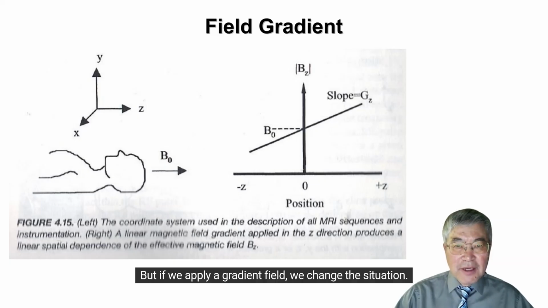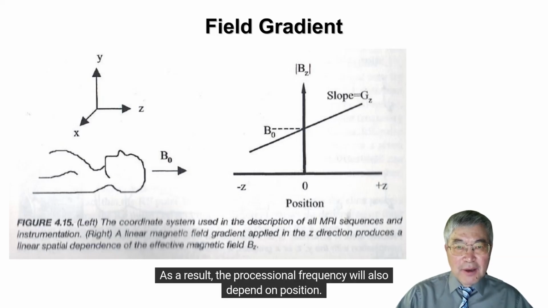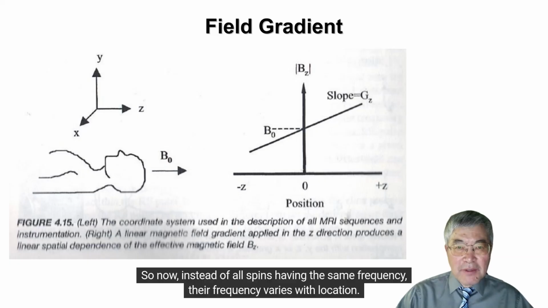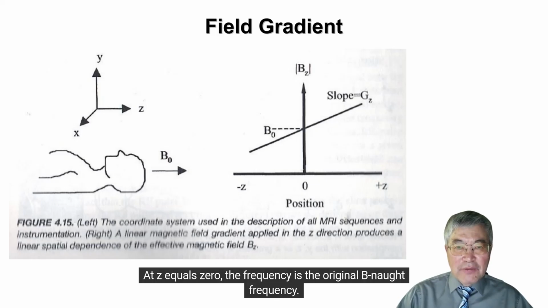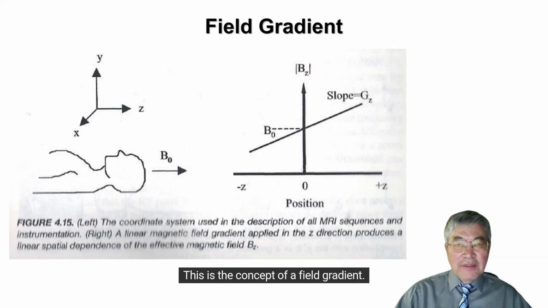But if we apply a gradient field, we change the situation. The magnetic field strength will now depend on position. For example, the larger the z-coordinate, the stronger the field. As a result, the precessional frequency will also depend on position. So now, instead of all spins having the same frequency, their frequency varies with location. At z equals 0, the frequency is the original B0 frequency. But away from 0, it becomes stronger or weaker depending on the gradient. This is the concept of a field gradient.